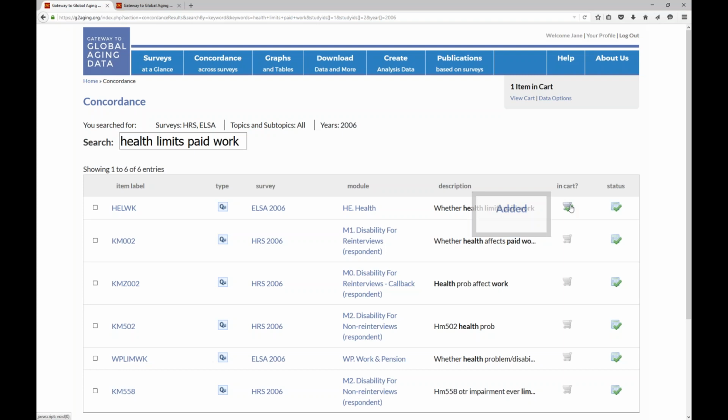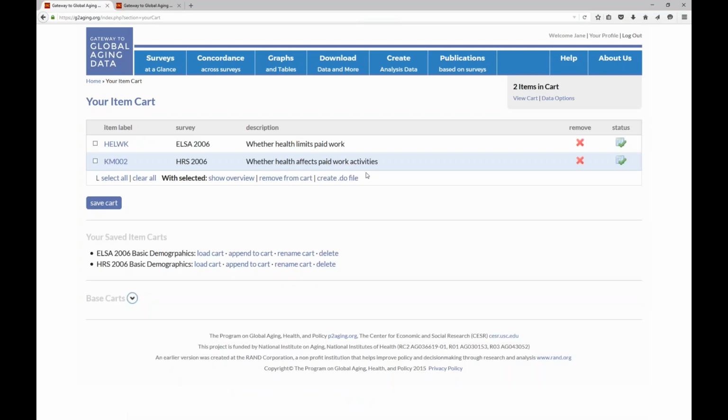So let's add this to my cart. Our data cart is going to be where we're going to store similar items that we're interested in. You can see as soon as I click on that, I've got one item in my cart here. And then for the HRS, we've also got this question, whether health affects paid work. This looks ideal. So let's add that to my cart also in KM002. And then if we look at our cart, you can see I've got these two questions. I've got two check marks here saying that I've indicated the location of this data set.